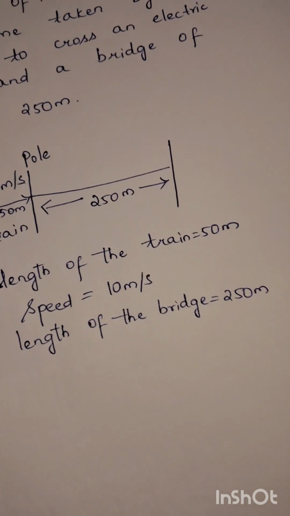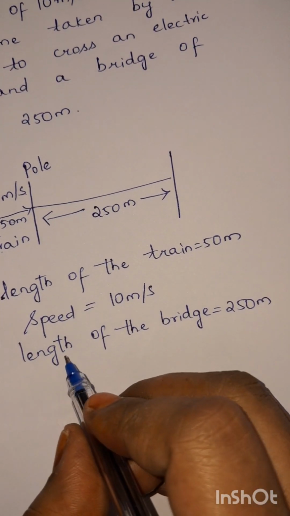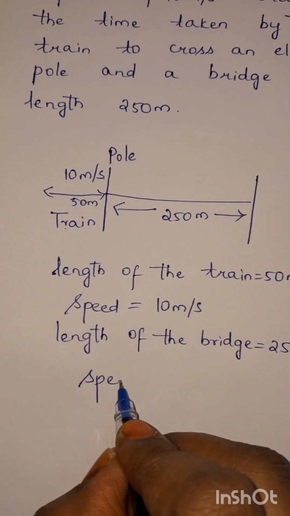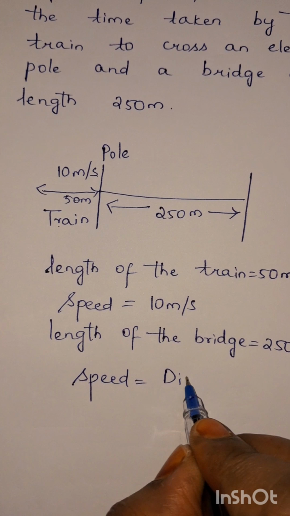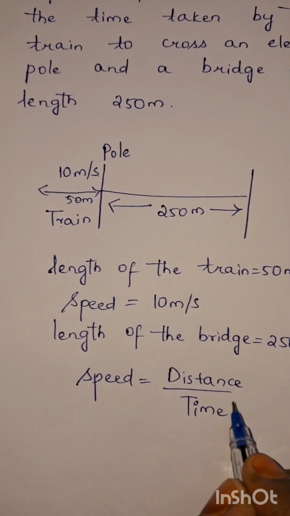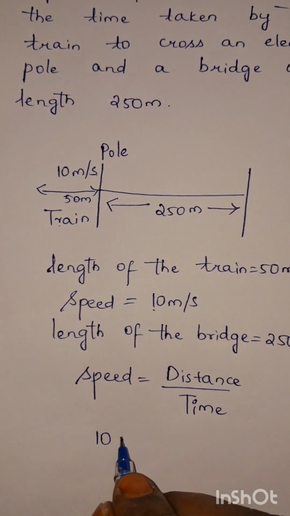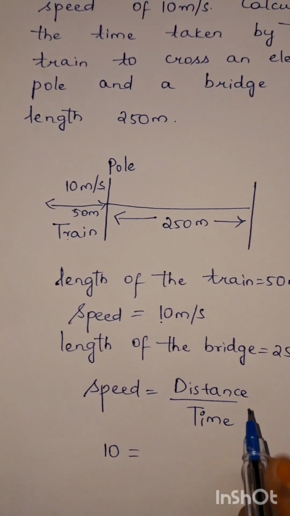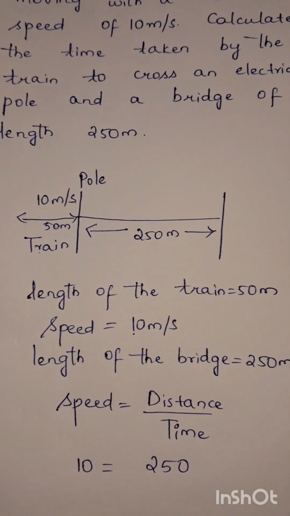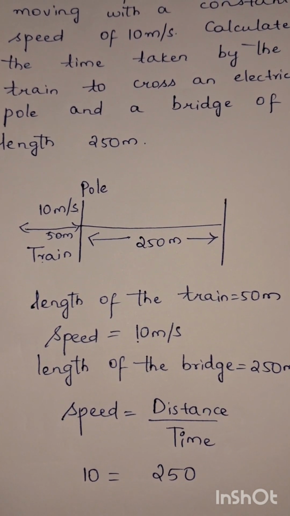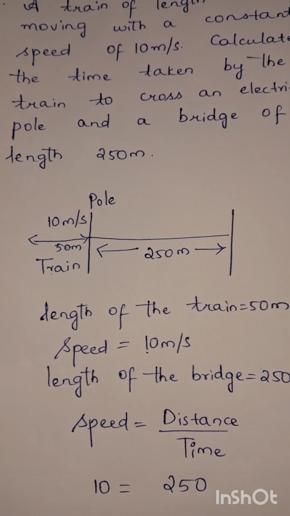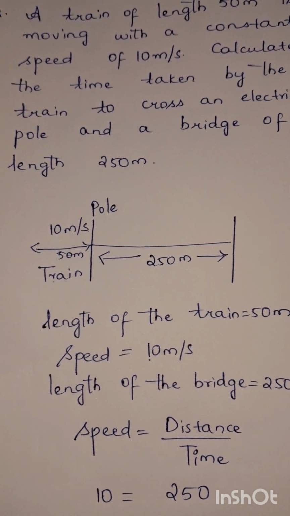As you already know the speed formula. What is the formula for speed? Speed formula is distance by time. Distance by time. Right? So here you are having the speed with you, 10 meter per second, and the distance is how much? 250 meters, right? 250 meters, and you need to calculate what? Time. You have to calculate time, but here they already told you with the speed of 10 meter per second, how much distance it traveled?